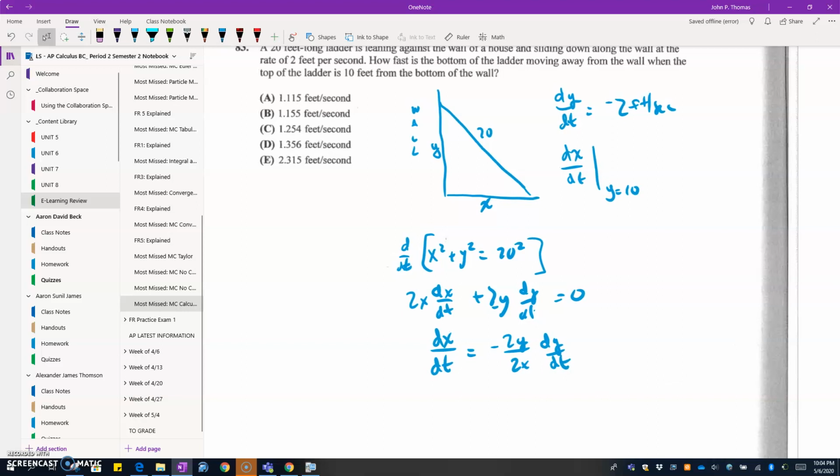Alright, so we know dy/dt all the time is negative 2. Alright, we can reduce that. So I've got y over x, the negative out front, and then I can put a negative 2 in there.